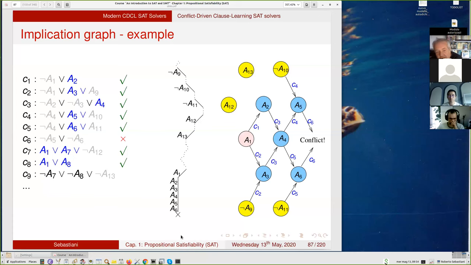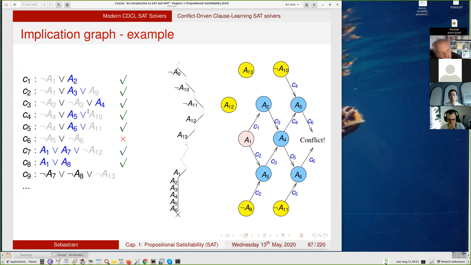Remember this situation here, right? We have taken those decisions plus something else, and then you have assigned A1, and then you have unipropagated A2 and A3 over clauses C1 and C2. Then A4 over clause C3, and then A5 and A6 over clauses C4 and C5, and getting a conflict on clause C6. So here is the status of your current truth assignment, and here is the implication graph.